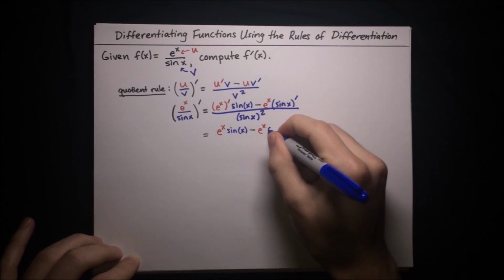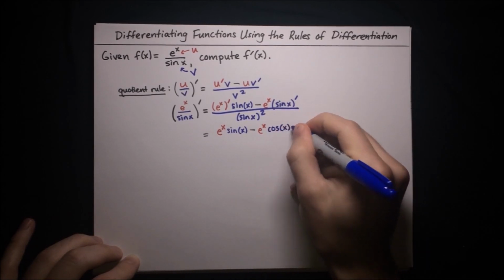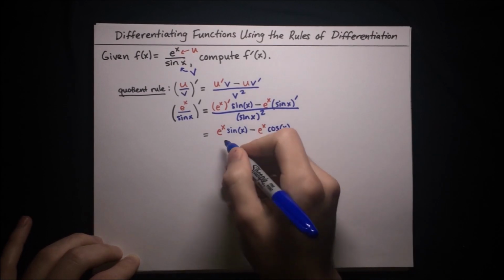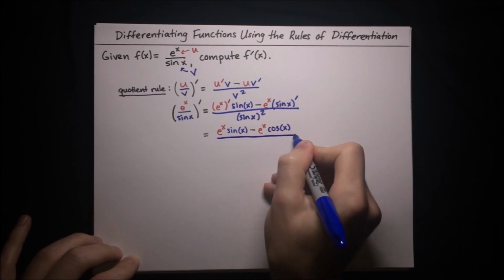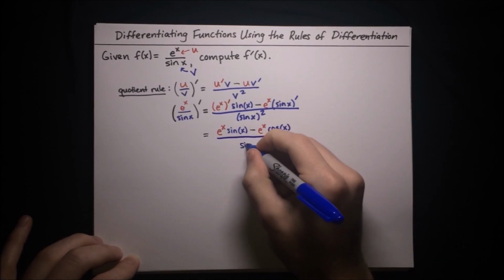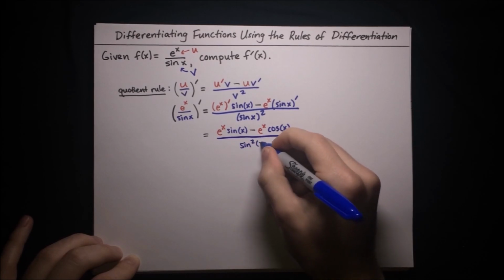So minus e to the x times cosine of x. And that's all over sine of x squared. And we can write sine of x squared as sine squared of x.